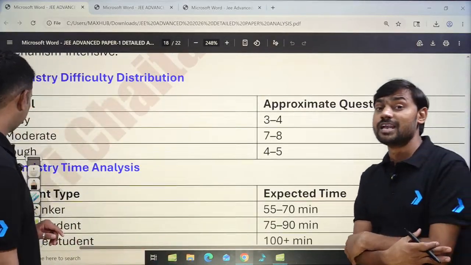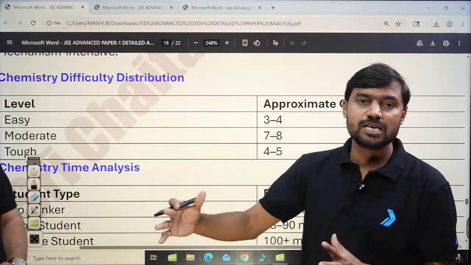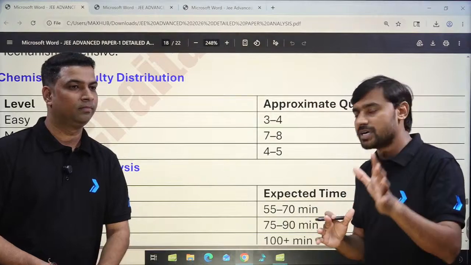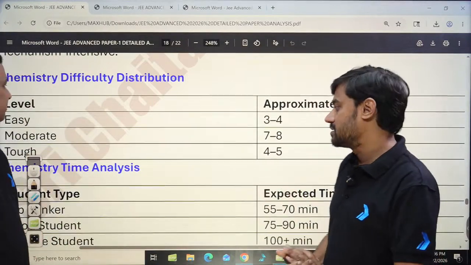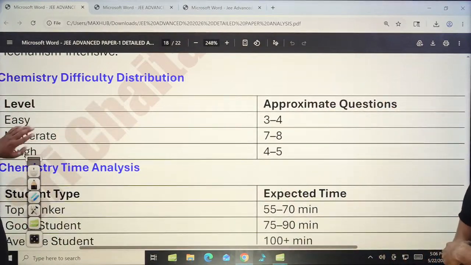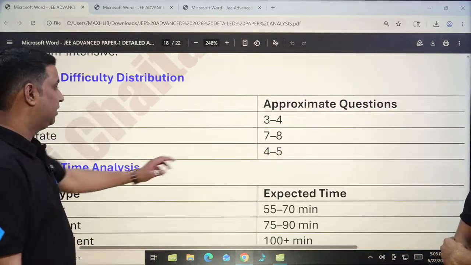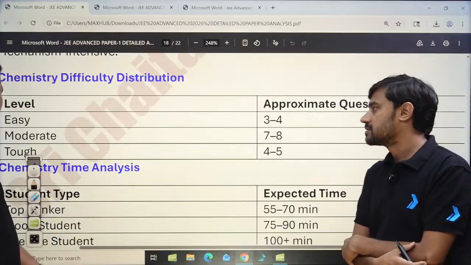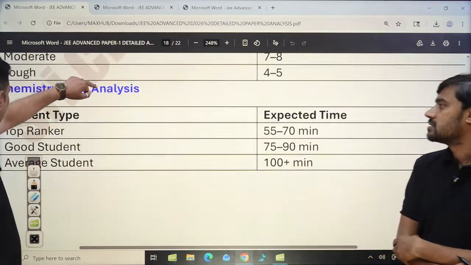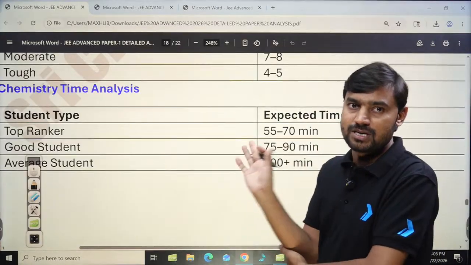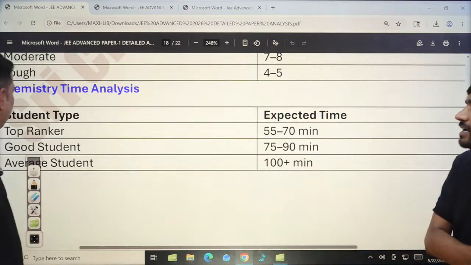यानी कि जिस स्टूडेंट ने लगातार, मतलब कंटिन्यूअसली, एक अच्छी पेपर की प्रैक्टिस करी होगी, that student can feel better in this question, right? Yes. So level was easy. 3 to 4 questions were there, and 7 to 8 moderate, and 4 to 5 were tough. Yes. Okay. And overall, here physics was on the tougher side up to this analysis, as compared to chemistry.